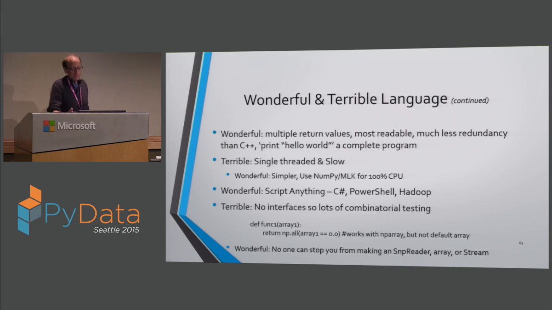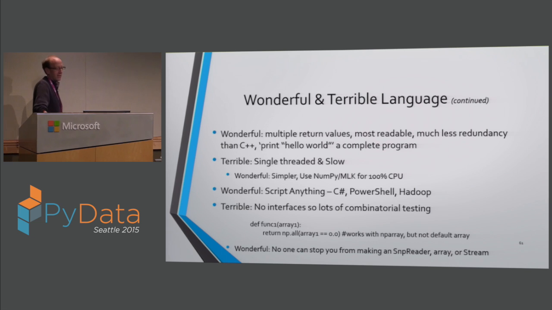Okay. But when you're doing lots of matrix operations, you're still okay because you can use things like the NumPy MKL library from Anaconda for whatever their inexpensive license is. I like that you can script anything. I've had scripts from Python that called C# and PowerShell and Hadoop. That's just on the Windows side. So I just know that anything that can be scripted in Python.